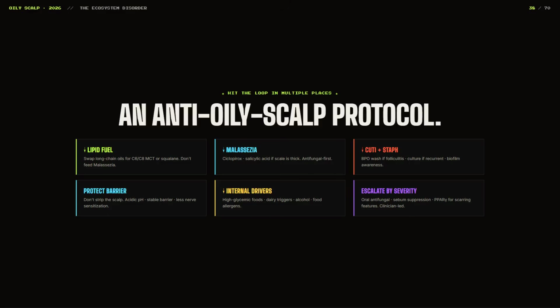You need to avoid destroying your skin barrier. This is important. If that skin barrier is disrupted, then you're going to have other issues from the external environment, like more bacterial infections. You need to reduce internal sebum triggers like high glycemic diet patterns, dairy sensitivities if you have them, any sort of excessive alcohol consumption, and also foods that you're generally allergic to.